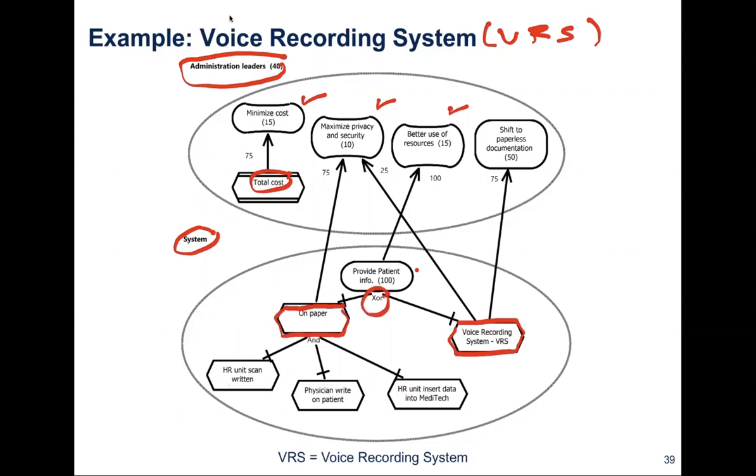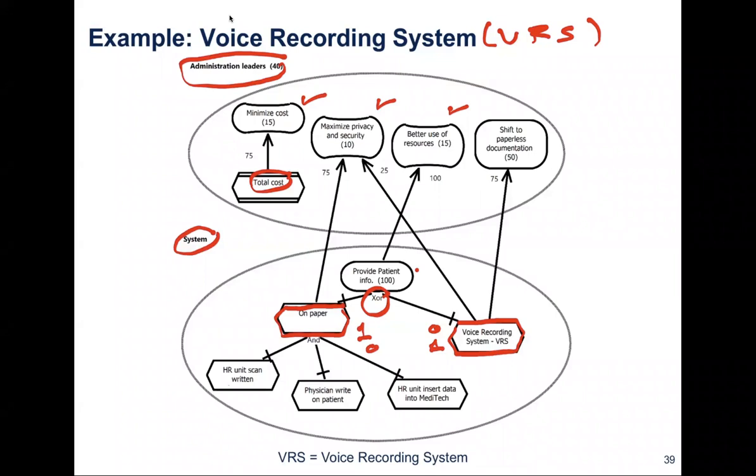The relationship between both is just XOR. What's XOR? If this is one, that's a zero. If this is zero, that's a one. That means just one of them is available at a time. You cannot do both, and you can't have zero. Like it cannot be non-paperless, not without using paper, and not without a VRS. This is not allowed. And it cannot be both. Like I cannot do the voice recording system and paper. It has to be just one of them.